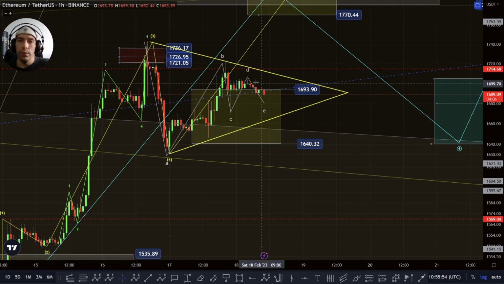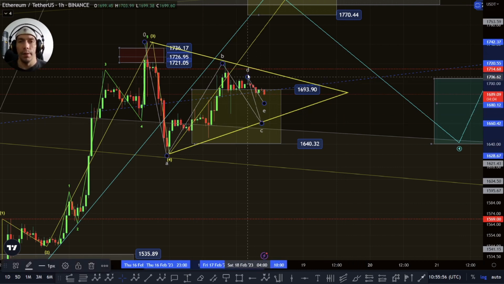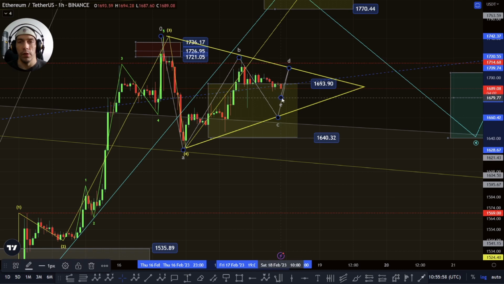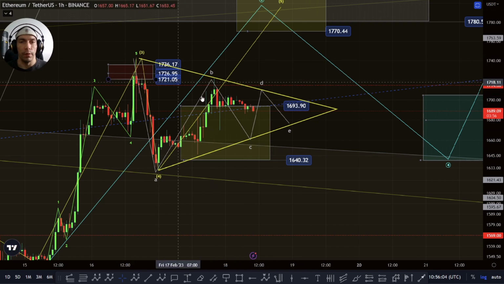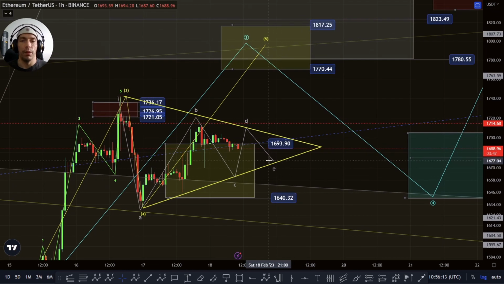It is also possible we're still within the C wave, and then we could still look for this D and this E. So this would be looking for the potential to just move range bound here for a bit and have a more sideways movement. If we do form something like this, this could be a fourth wave move here, and then we look to break to the upside from the completion of the triangle.